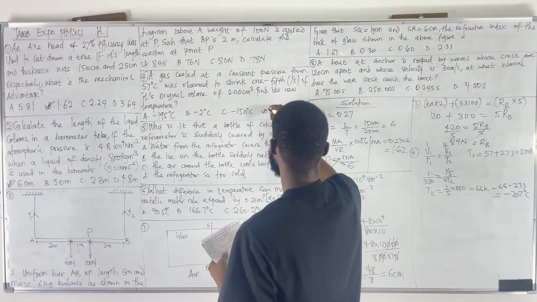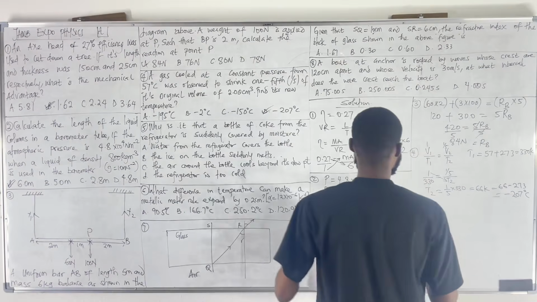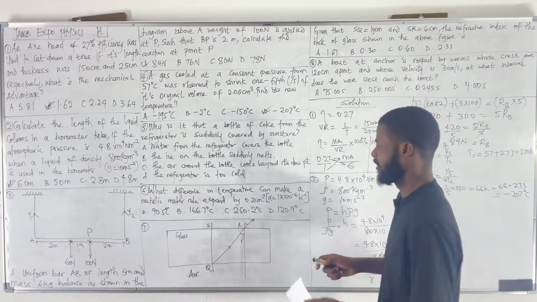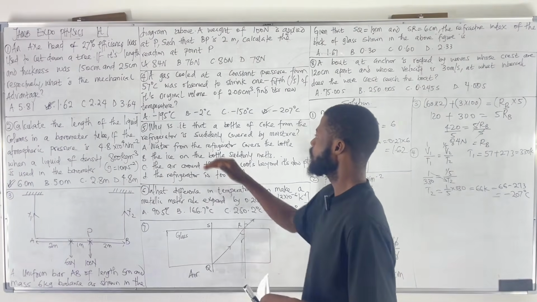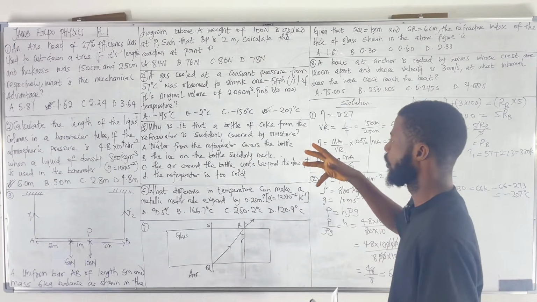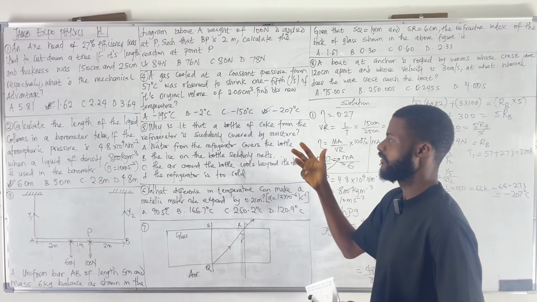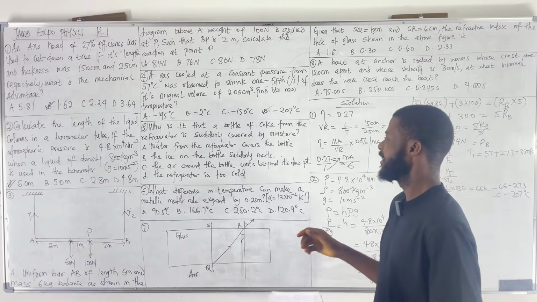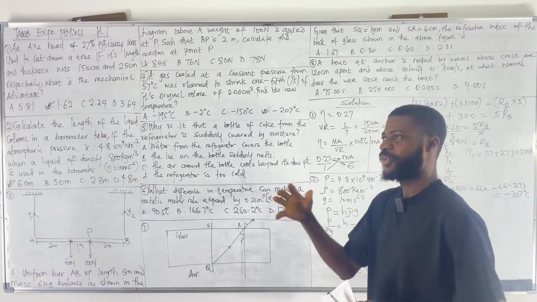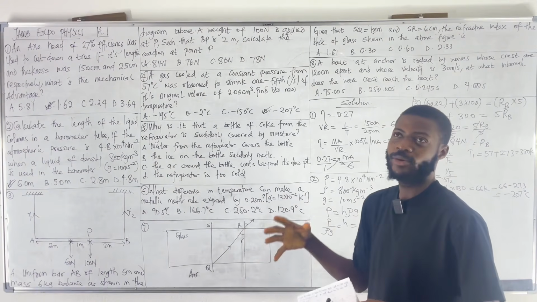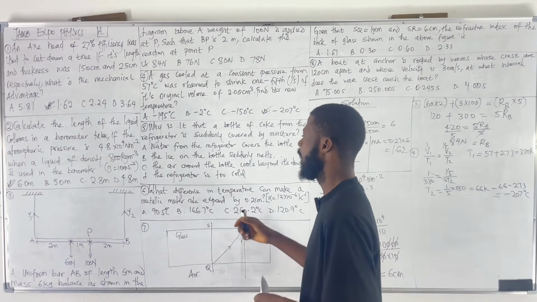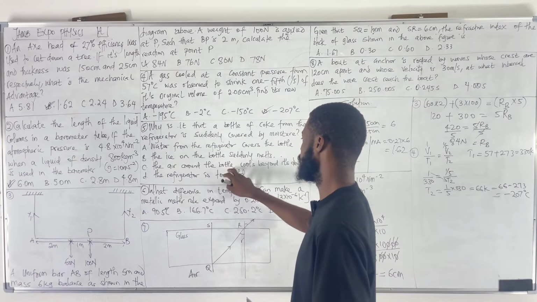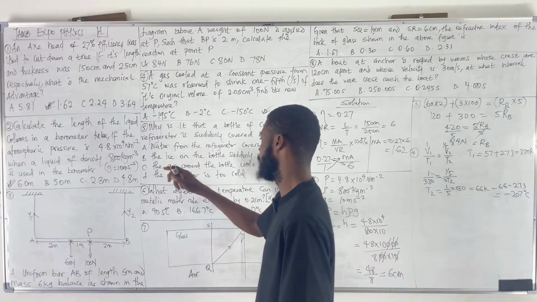The answer for this one is D, minus 207. All right, number 5. Now, there's no calculation there at number 5. So here's the thing. Why is it that the bottle of Coke from the refrigerator or from the freezer is suddenly covered by moisture? You bring out something and then it's now looking as if the water is sweating. Now, this is because the air around the bottle has cooled down beyond its dew point.